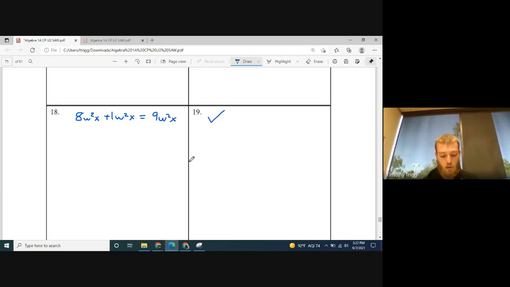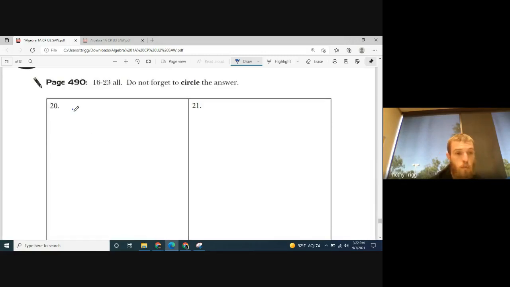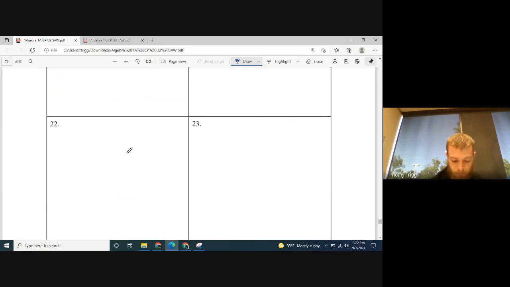Why don't you try number 19 on your own? Let's do number 20 together. So here we have x to the third minus 9x to the third. Okay, again, you can consider this a 1 in front of this. So what would be 1 minus 9? Well, that's negative 8x cubed. Okay, try number 21 on your own. Try number 22 on your own. And here we'll do 23 together.